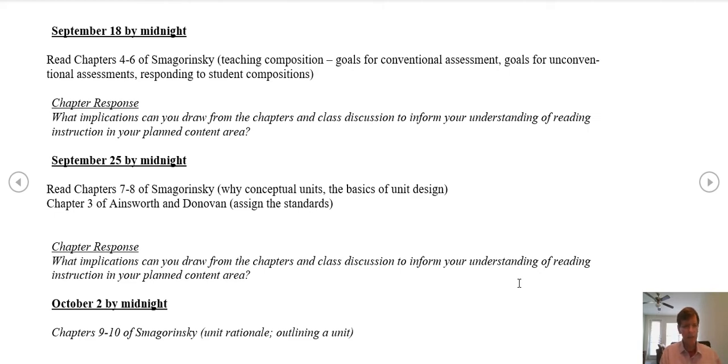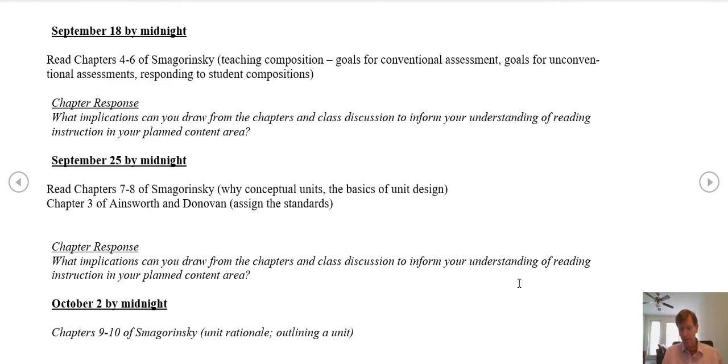Okay, so October 2nd, we get into more of unit rationale, outlining of a unit. I want you to study Chapter 9, the unit rationale of Smagorinsky, very, very closely. And let's face it, I'm aware that there will be some chapters that some of you might skim a little bit if you get busy. I've been a student too, I know you do that. Not you personally, maybe some of you don't, but many students do, and I'll be honest, sometimes I've skimmed at times in my past. But Chapter 9 is a chapter of Smagorinsky that you absolutely do not want to skim.